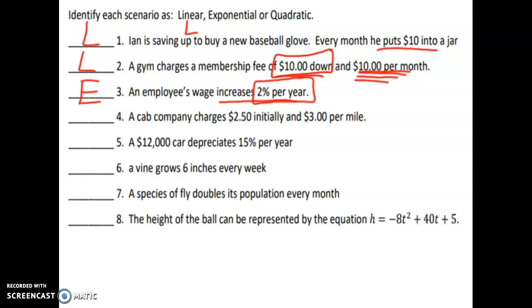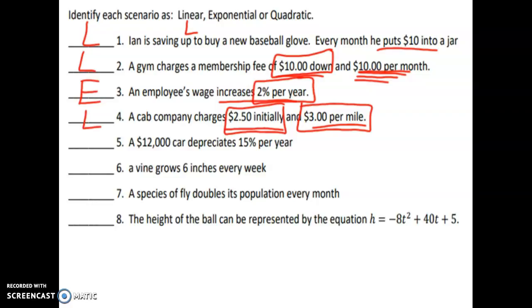A cab company that charges $2.50 initially and $3 per mile. We've kind of seen this already, right? An initial value starting us off with something and then the same amount every mile. So that is back to linear because it's $3 every mile.